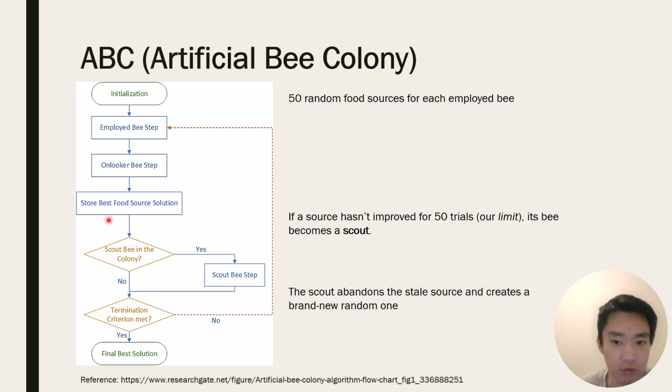We store the best-so-far profit after every run, and if a source hasn't improved for 50 trials, its bee becomes a scout. The scout abandons the stale source and creates a brand new one, which helps it escape local optima. We loop for 100 cycles or until the clock runs out, and the colony's best nectar pot becomes our final parameter set. It's remarkably stable, around 60,000 in every pilot run.